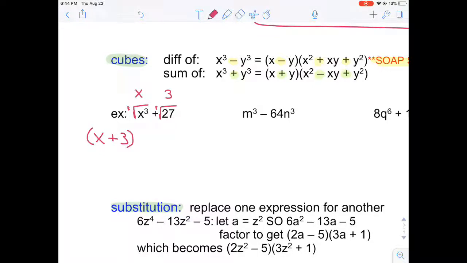Okay, we look at the back half there. It's the first cube root squared, so x squared, minus the two multiplied together, so 3 times x, 3x, plus our second cube root squared, so 3 squared, which is 9. And we're done.